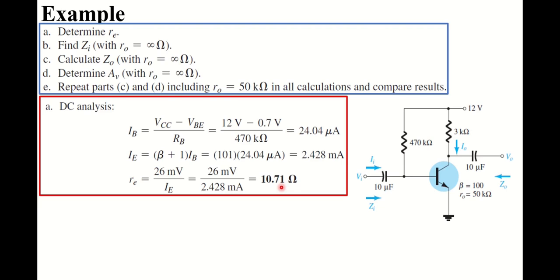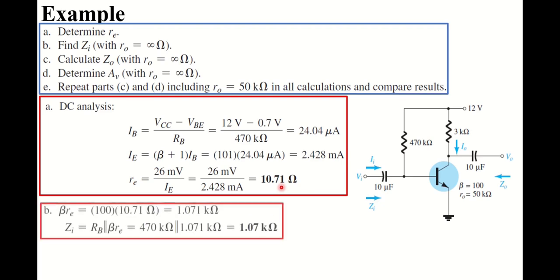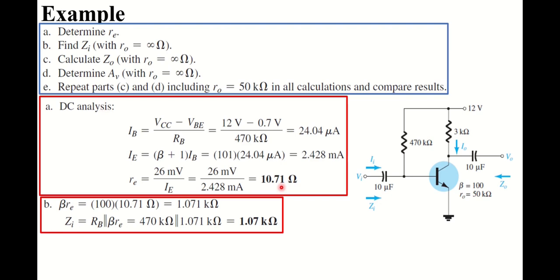Once we calculate the value of RE, solution of part B becomes even simpler, in which we just need to replace the value of beta and RE to get the value of its product. Finally, input impedance is calculated by finding the parallel equivalent of RB and beta RE, that comes out to be equal to 1.07 kilo ohms. This formula has already been derived in the previous slide, where we discussed the RE model of a common emitter configuration.